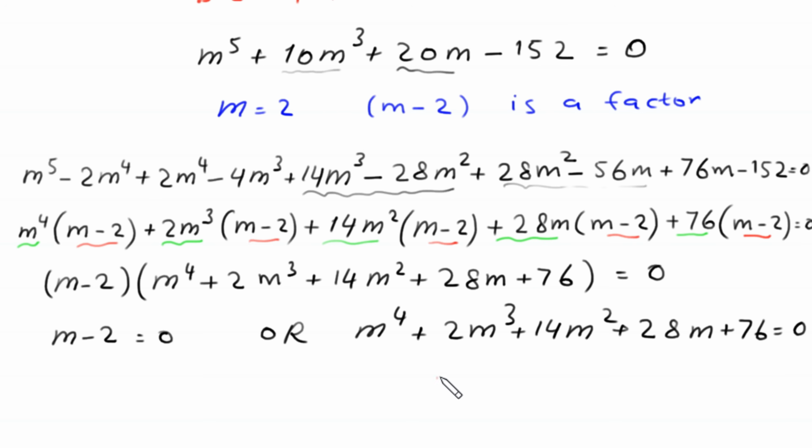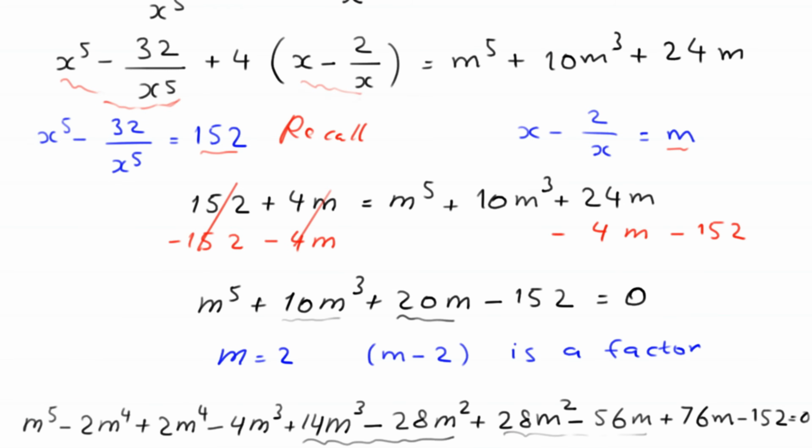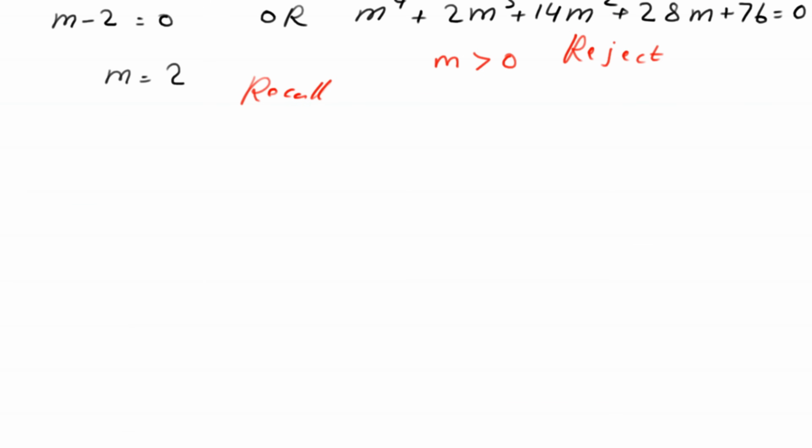Now because we have supposed that m must be greater than 0, and we have all positive signs in this equation, this cannot be true until m is less than 0, so we reject this one. And from this equation we get the value of m is equal to 2. Now recall that we have supposed that x minus 2 over x is equal to m.